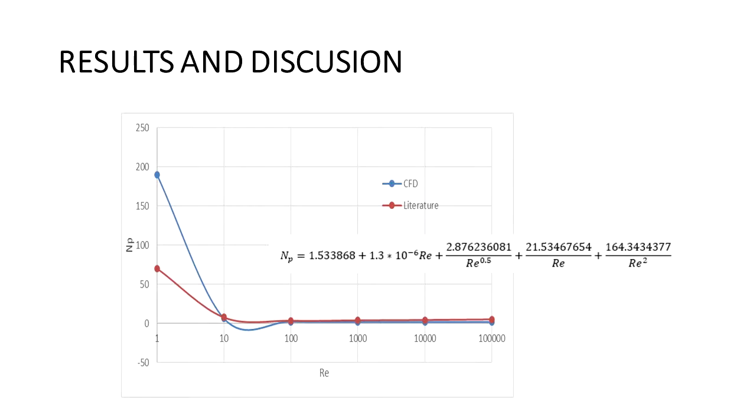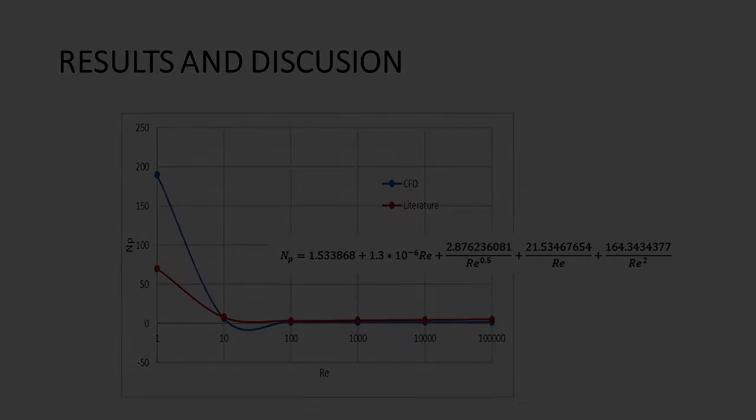Results and discussion. First, we obtained the power number against Reynolds for the new impeller and for the Russian impeller, which was given by the parameters of the project. We can look at the graphs, which are similar and have a similar behavior, where the main difference is the first value of the power number, which is way higher for the new impeller.